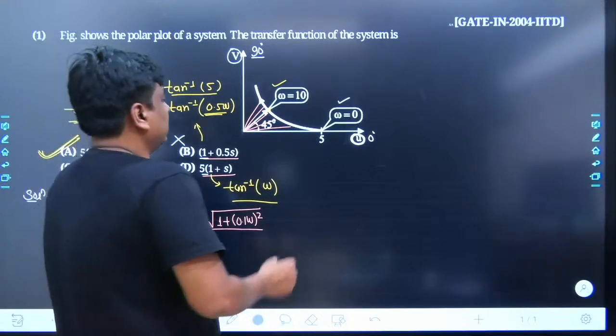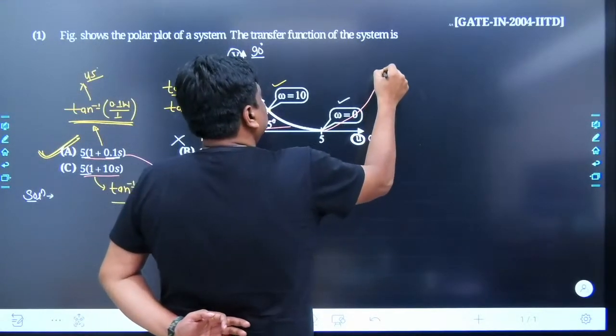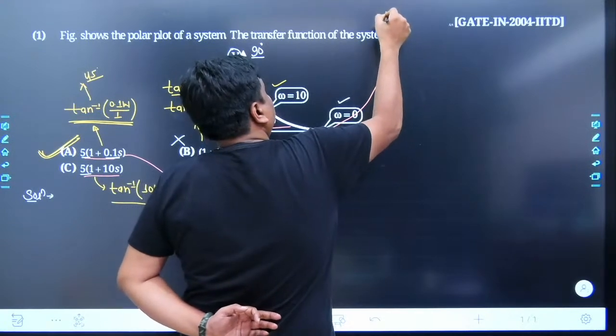The best answer or the best figure could have been like this. Are you agreeing or not?